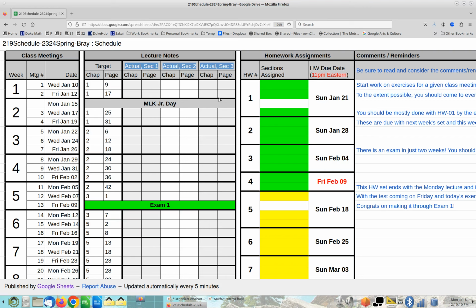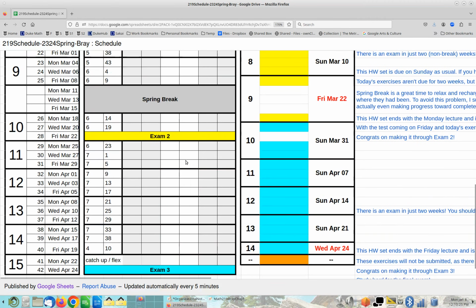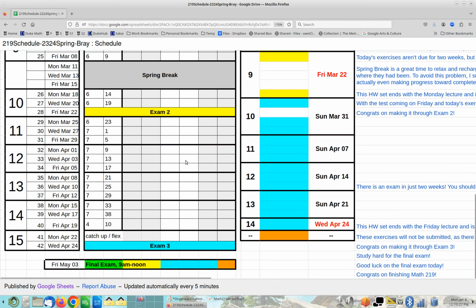Alrighty. Note, I also have in this section an indication of fixed events, like we have a holiday for MLK Junior Day. Also fixed, Exam 1 is on Friday, February 9th, et cetera, et cetera. Spring break, Exam 2, Exam 3, final. All of that's noted on the schedule here.